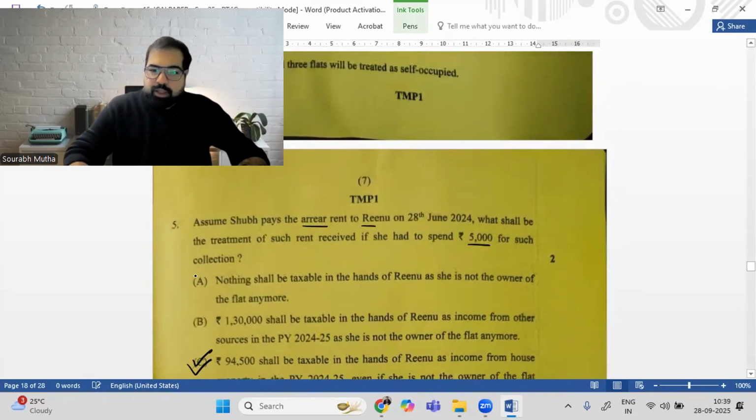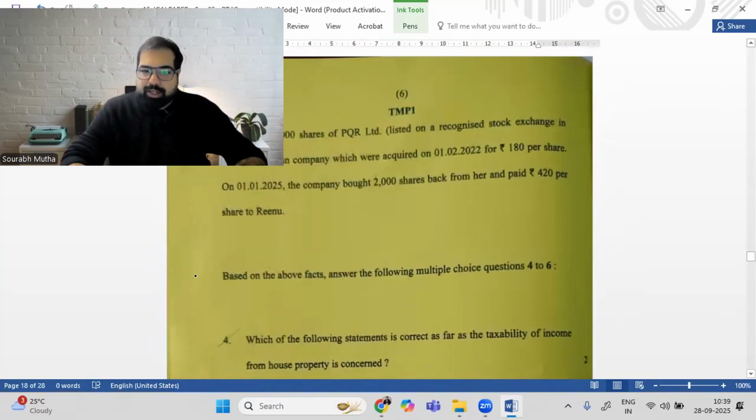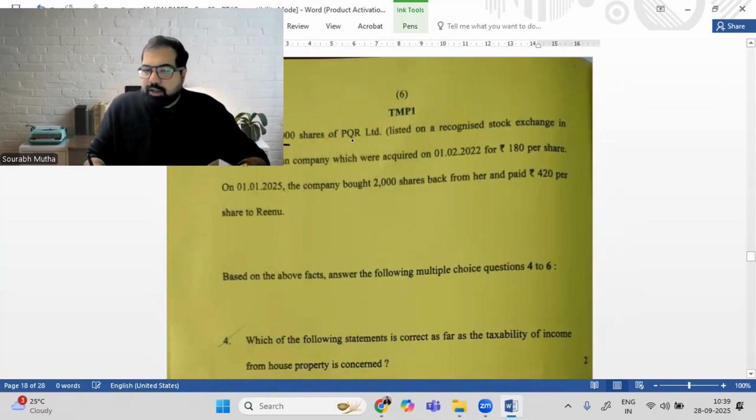Here we go. And last one, guys, is on buyback. Let's see. She owned 5,000 shares in a company listed on the recognized stock exchange in India, an Indian company, which was acquired on 1st February 2022 for 180 per share. This is the cost price. On 1st October 2024, guys, now a change has happened. Buyback is now taxable in your hands. There are two ways it will be taxed.